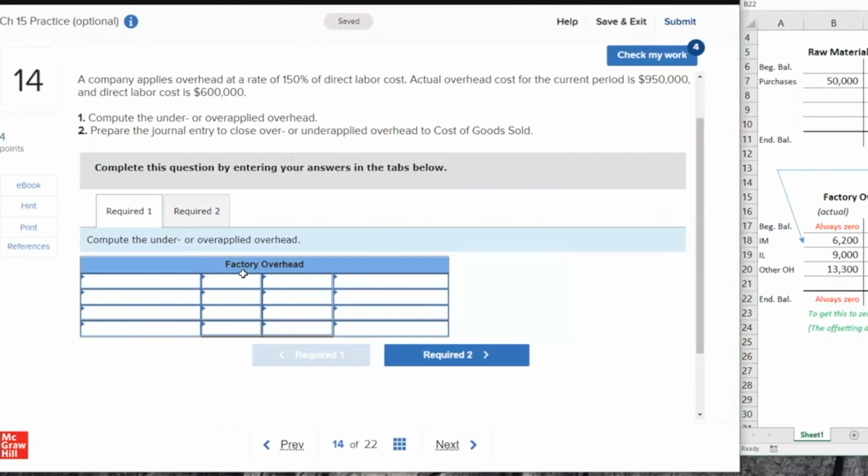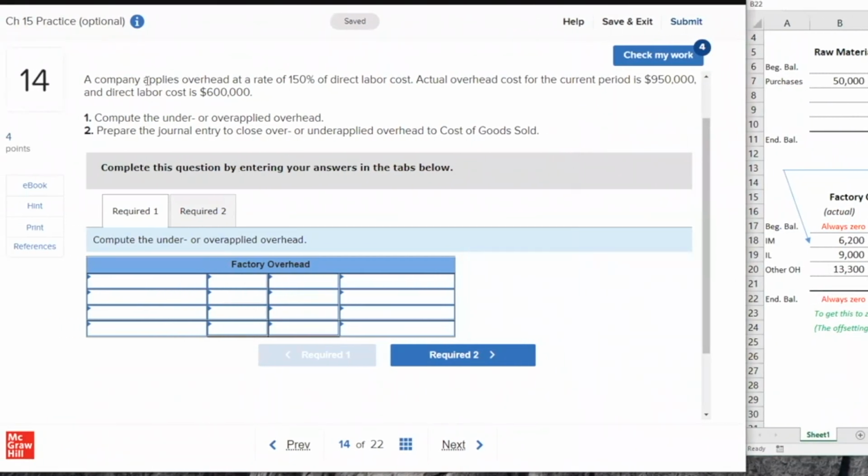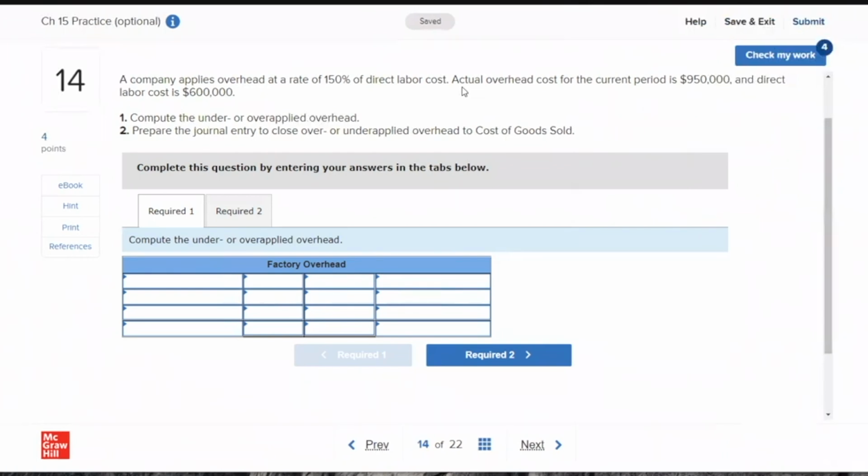Here's a T account. There's my debits, there's my credits. A company applies overhead at a rate of 150% of direct labor cost. Actual overhead cost is 950. That goes here. Actual overhead, 950, because we debit overhead for the actual overhead. All right. Direct labor cost is 600. I don't care what that is. Well, I guess I care here, right?